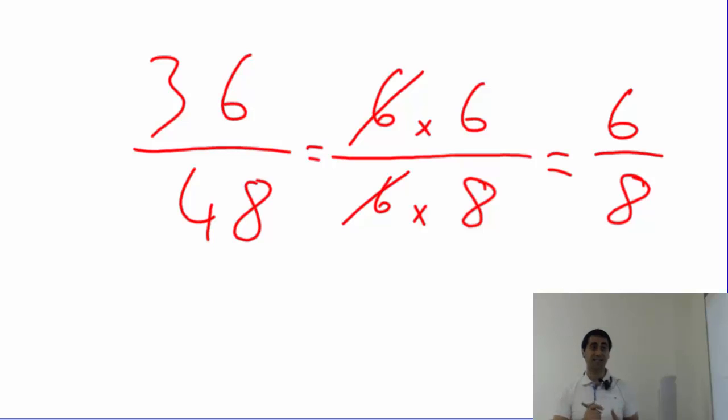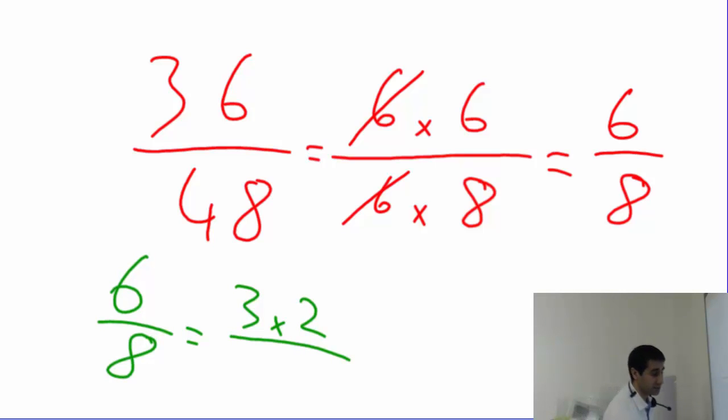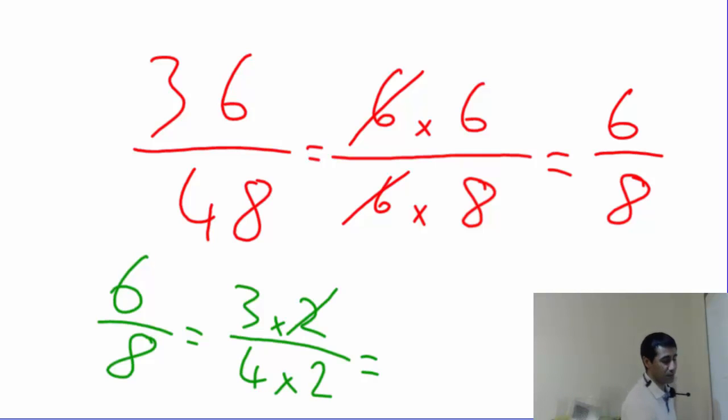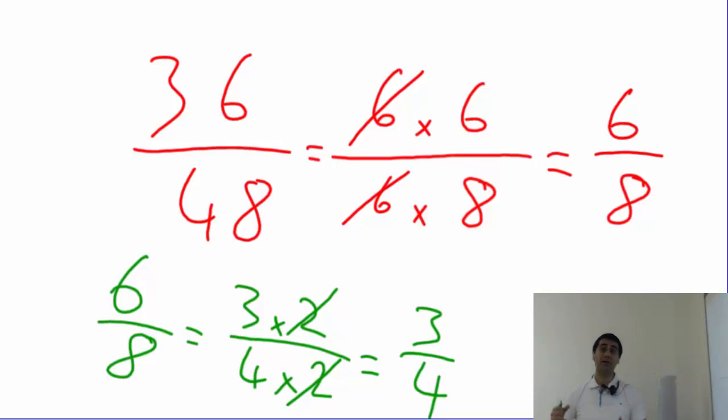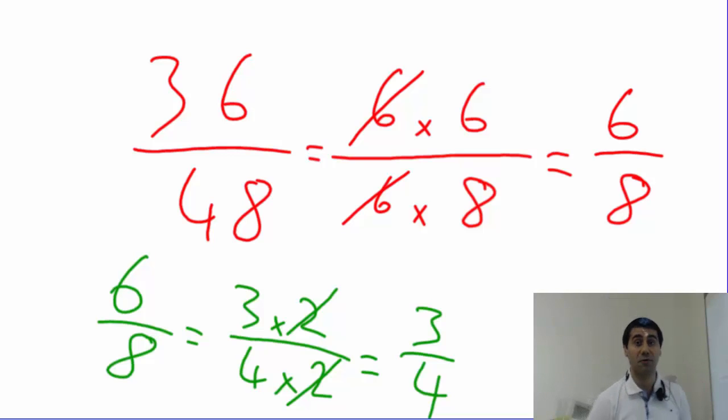But that's not the lowest term, because we can divide further. How? Let's change the color here. 6 can be written down as 3 times 2, and 8 can be written down as 4 times 2. In this case, the 2s will cancel out. You're going to end up with 3 divided by 4. So now you have the basics. And I'm just going to go and do four more examples here. Please be patient.